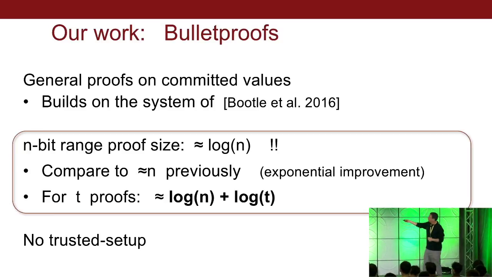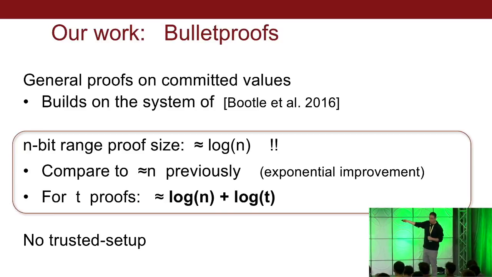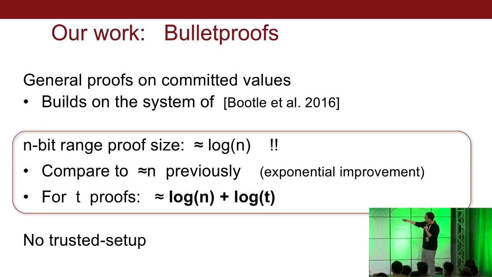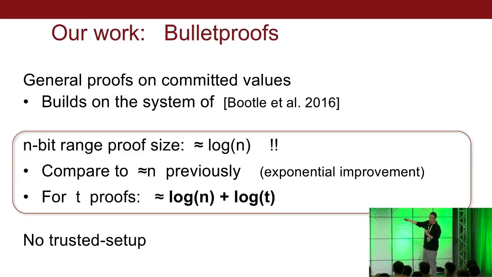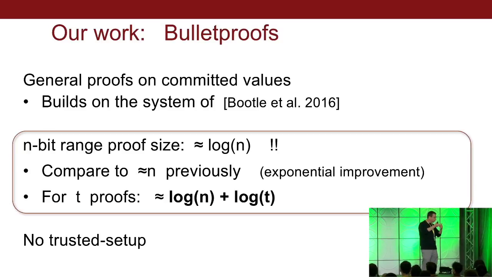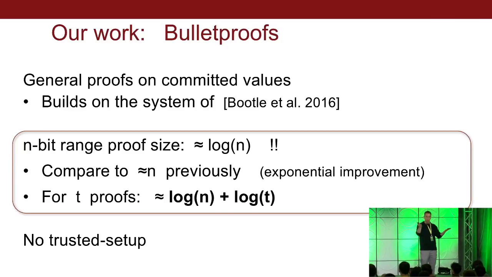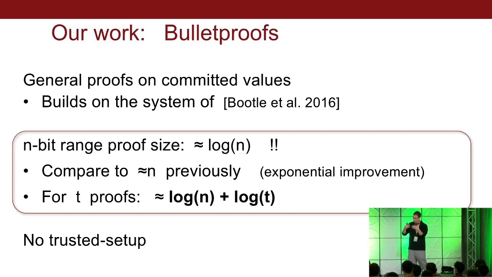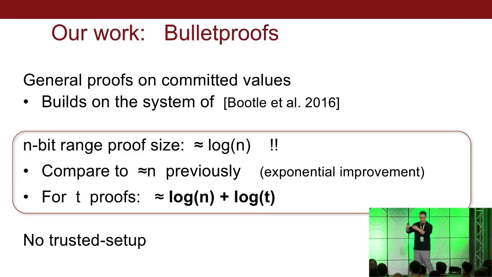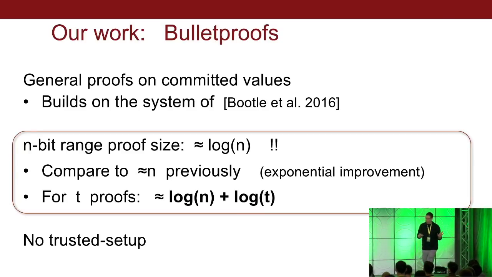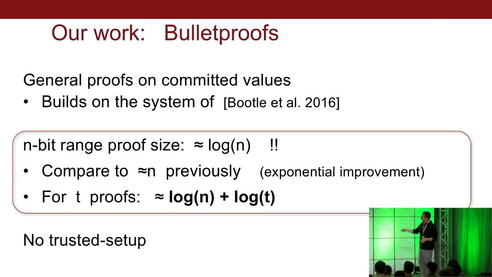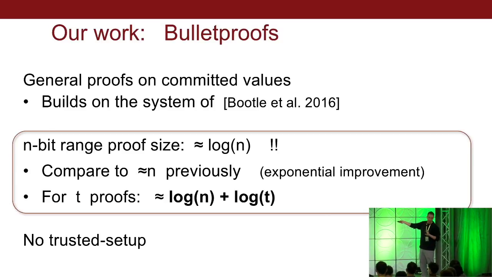The amazing thing is if you have to do 10 range proofs, before it was 10 times n. Now the size just increases additively in log t. So if you need to do 100 range proofs, all you have to do is add log of 100, which is around 7. You just have to add 7 more elements. You're not multiplying the size of the proof by 100. You're just adding 7 more elements. That's it. So a very, very efficient batch aggregatable range proof. And again, the whole point is there's no need for a trusted setup.